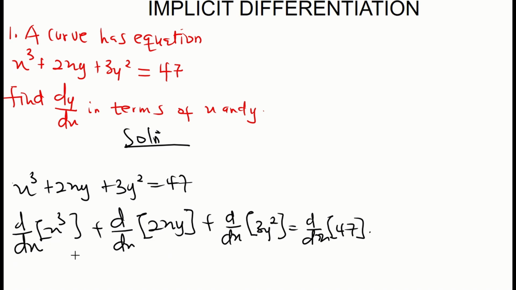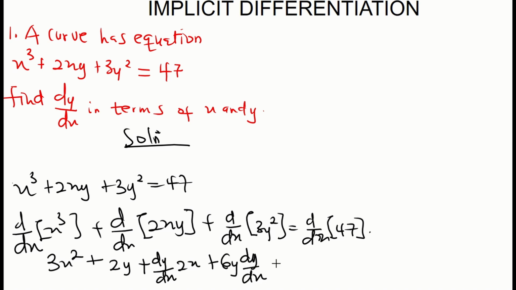Now let's see what we get. First, when we differentiate this, we get 3x squared, plus, we treat this as the product rule, where first we differentiate the 2x, which is 2, multiply it with y, which is 2y, plus we differentiate y, which is 1, multiply dy/dx, and then multiply it with 2x, so we have 2x dy/dx, plus when we differentiate this term we get 6y dy/dx, all equal to the derivative of the constant, which results in 0.